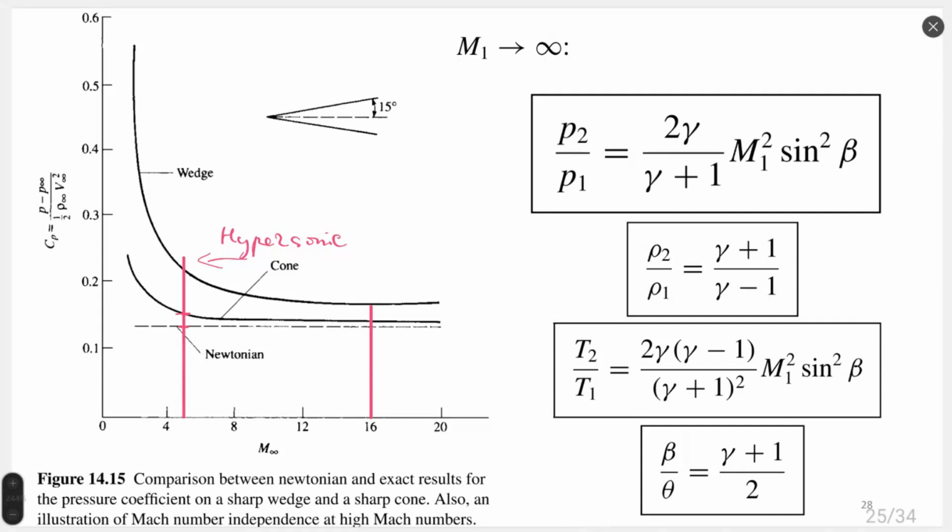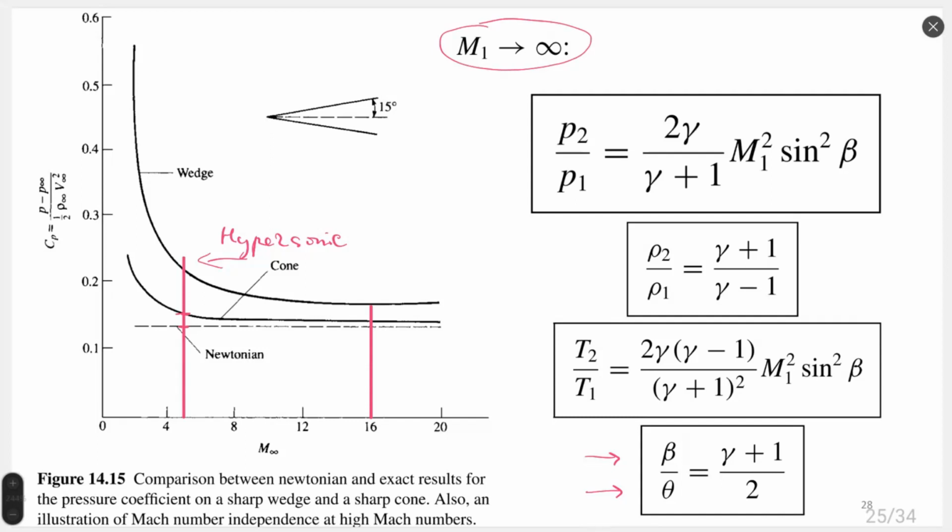Analyzing flows and oblique shockwave theory, making infinite value of Mach number and transforming the theta beta M relation, we can find that for hypersonic flow, there is a strict relation between beta and theta. That ratio between angle of shockwave and angle of body can be equal to gamma plus 1 divided by 2.